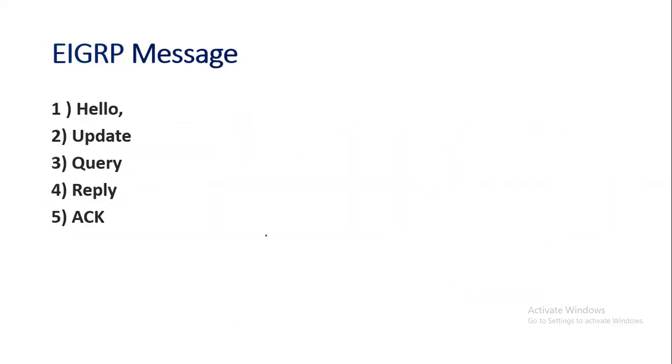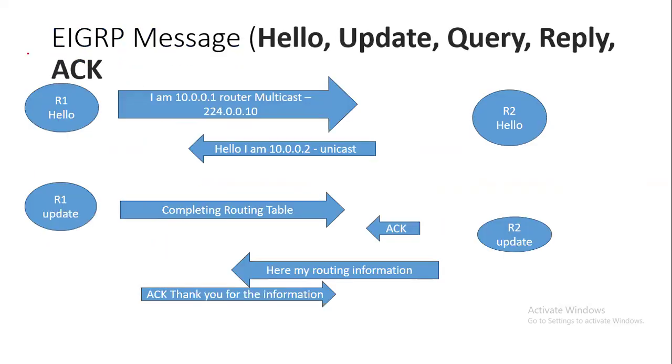There are five types of messages in EIGRP: hello, update, query, reply, and acknowledgement. Let's take an example. I have router 10, the IP is 10.0.0.1 and the next router is 10.0.0.2.